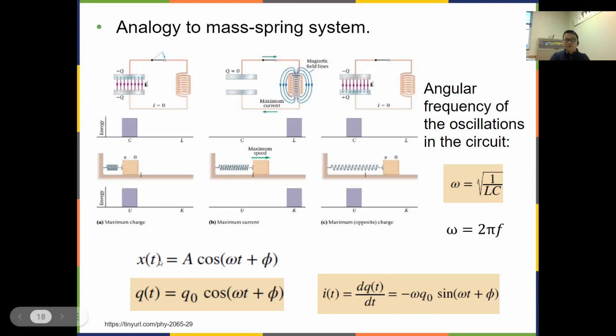Similarly here, for the LC circuit, we'll be looking at the charge as a function of time t. That should also be a cosine function. And if you take dq over dt, that gives you the current in the LC circuit as a sine function. The frequency of the oscillation of the LC circuit turns out to be an angular frequency equal to the square root of 1 over LC. And angular frequency is equal to 2 pi times the frequency. So if you want to calculate the frequency, you can calculate it that way.